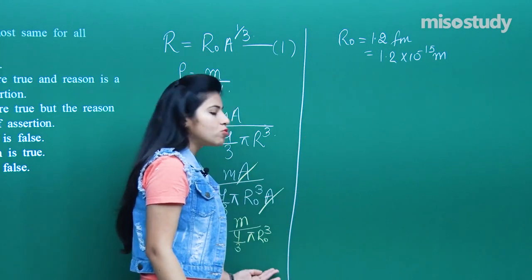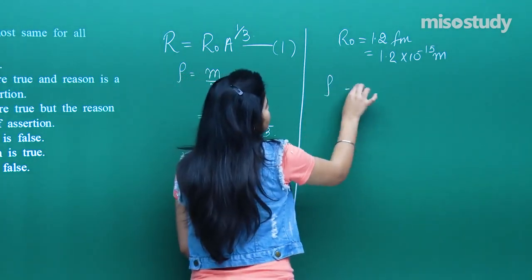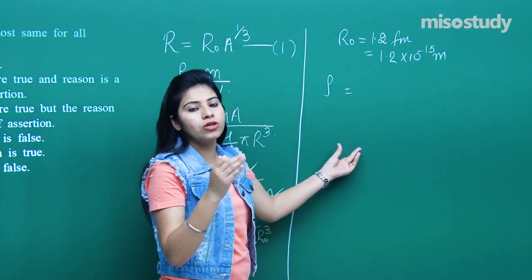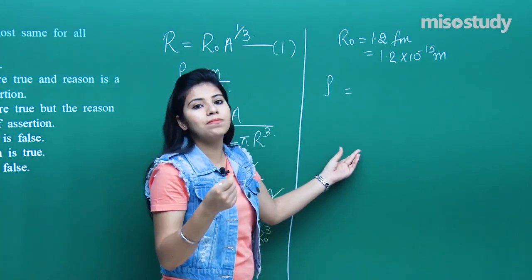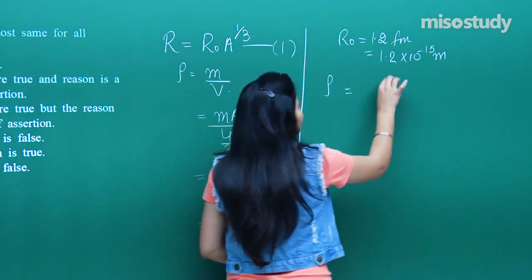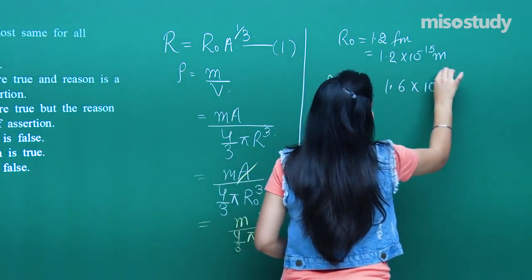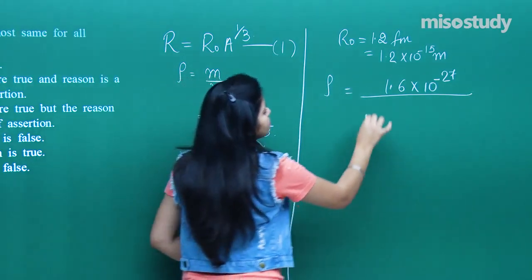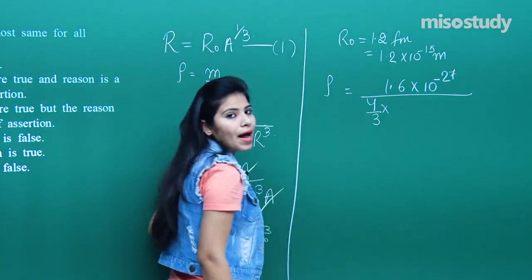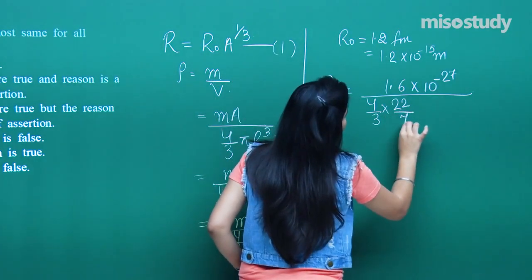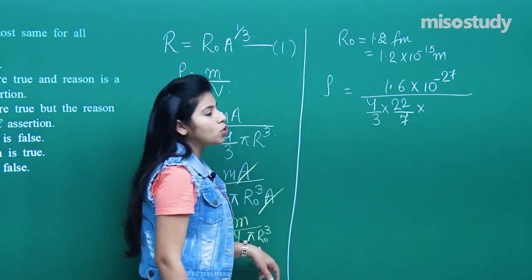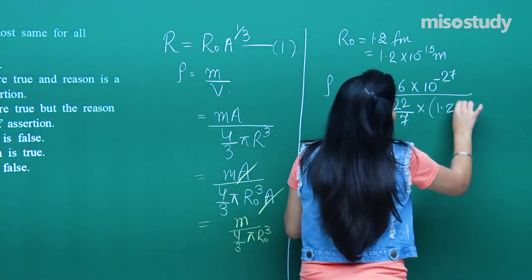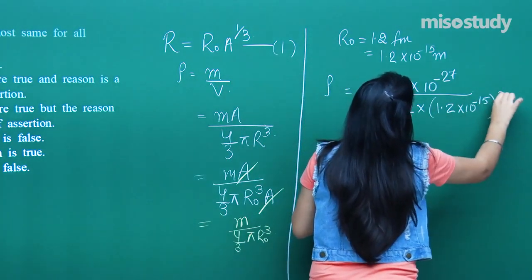Now just put this value into this equation to find the density of the nucleus. So the density will be mass. Now you have to put the mass of either neutron or proton. You know that their masses are approximately equal. So we will write it as 1.6 into 10 raised to the power minus 27 divided by 4 by 3 pi r cube. 4 by 3 into pi. Pi is 22 by 7, or you can use 3.14. R naught cube. So you have R naught as 1.2, so put this value 1.2 into 10 raised to the power minus 15, cubed.